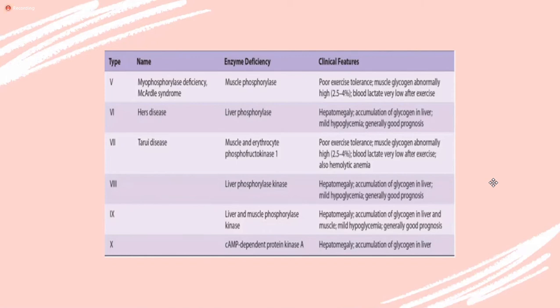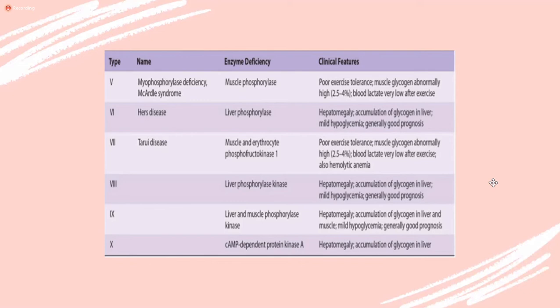Type 5, muscle phosphorylase. Now, you cannot break down your glycogen in the muscle. That's McArdle's disease. While if it is in the liver, it's called Hers disease. Not his, but Hers disease. And then muscle and erythrocyte phosphofructokinase 1, Tarui disease.